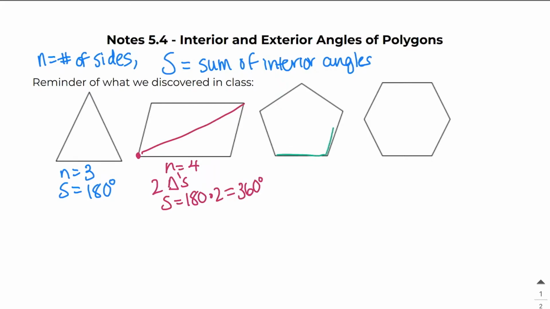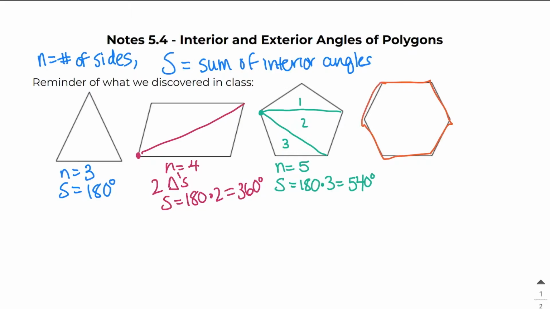In this one, we have 1, 2, 3, 4, 5 sides. So here n equals 5. If I choose any point and draw diagonals to the other points in my polygon, which is specifically called a pentagon, I have 1, 2, 3 triangles. Because I have 3 triangles, the sum of the angles is equal to 180 times 3, which is 540 degrees.